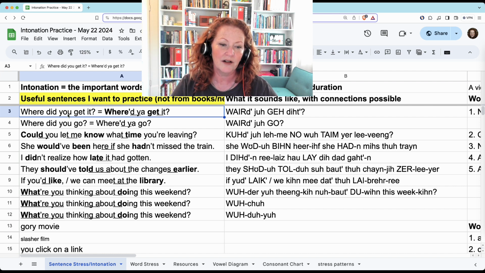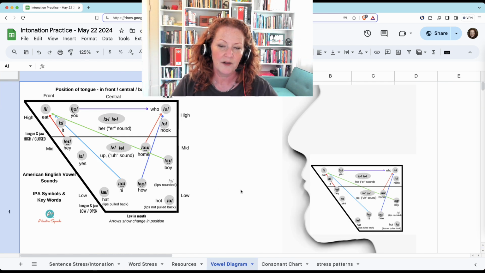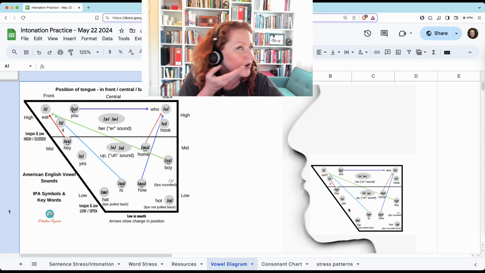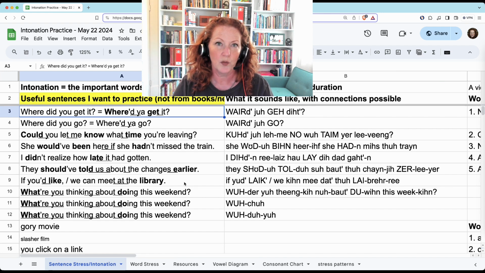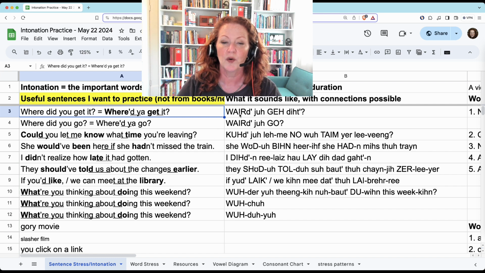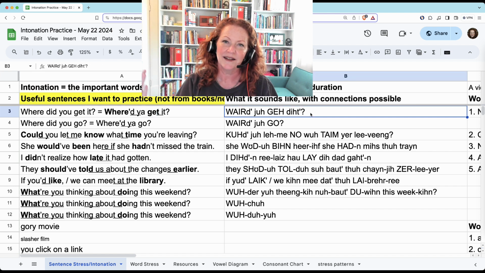And it's the vowel, as in "up." So remember, you're using this vowel, which is low in the middle of the mouth. That's going to be a lot of the sound changes. So a D and a Y next to each other make a J. So now we have J. Where'd ya? Where'd you get it? And the T next to the E and the I make a D. So where'd you get it? Hey, where'd you get it?